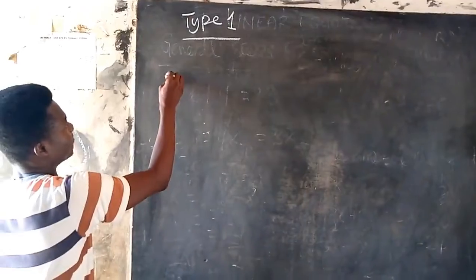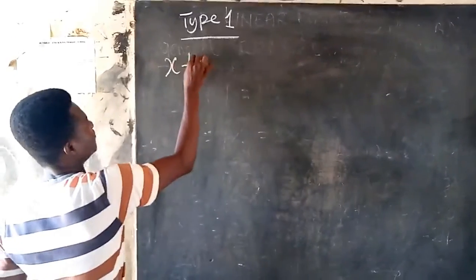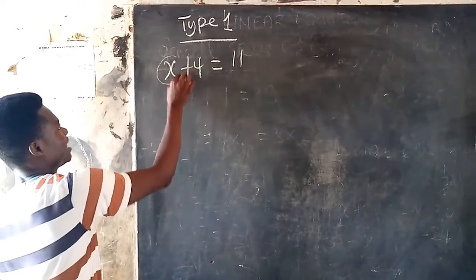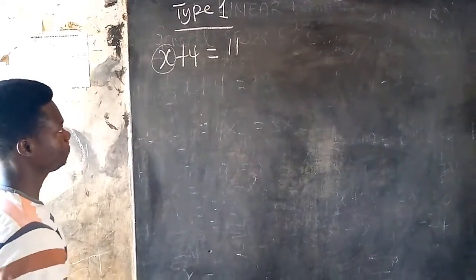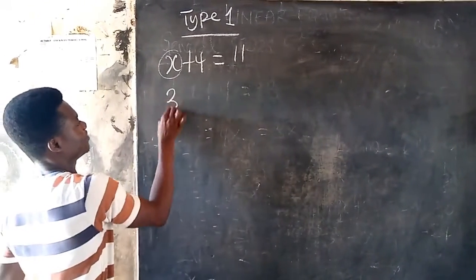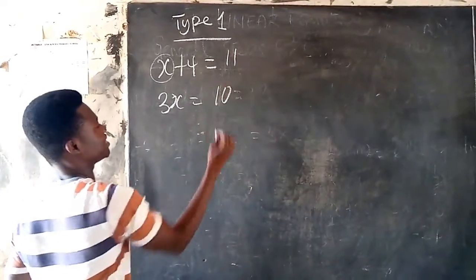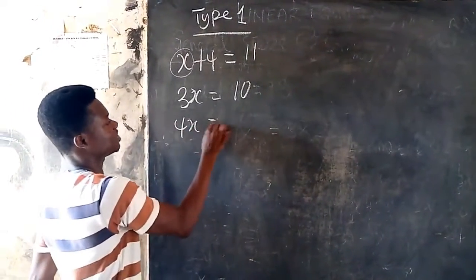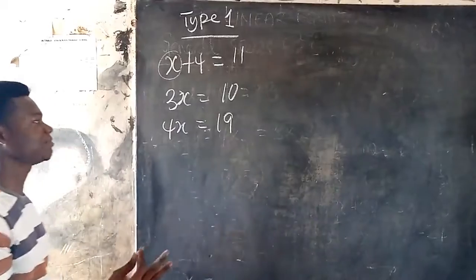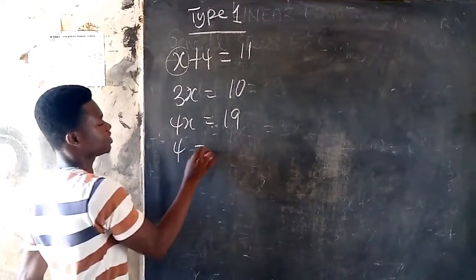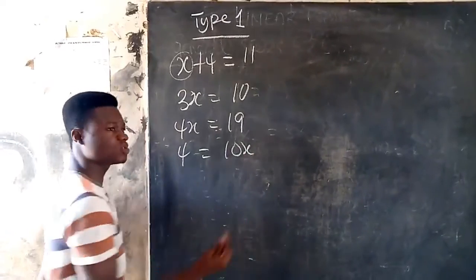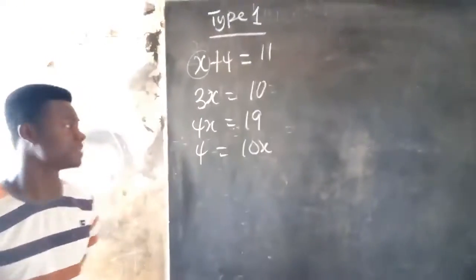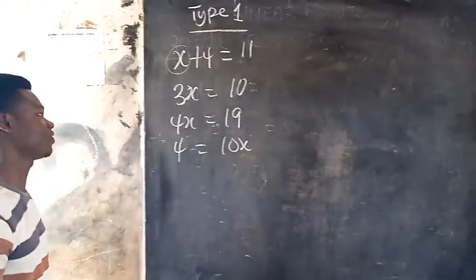So let's take examples of type 1. We can have x plus 4 is equal to 11. This is type 1 because the variable x is at only one side of the equal sign. Let's see another example: 3x equal to 10. It's also an example of type 1. Let's say 4x is equal to 19. It's also an example of type 1. You can say that 4 is equal to 10x. It's also an example of type 1. For type 1, we need the variable to be at one side of the equal sign. So type 1 is not a difficult equation at all.